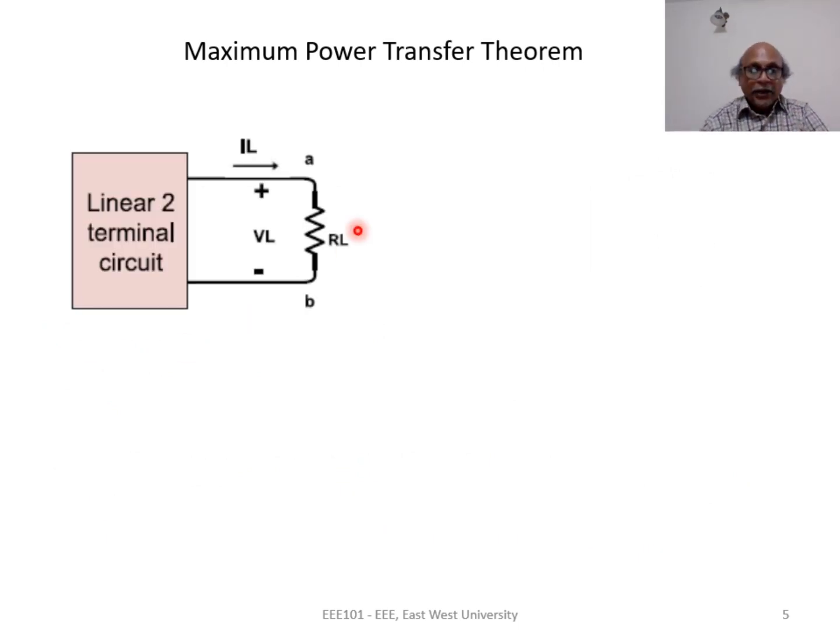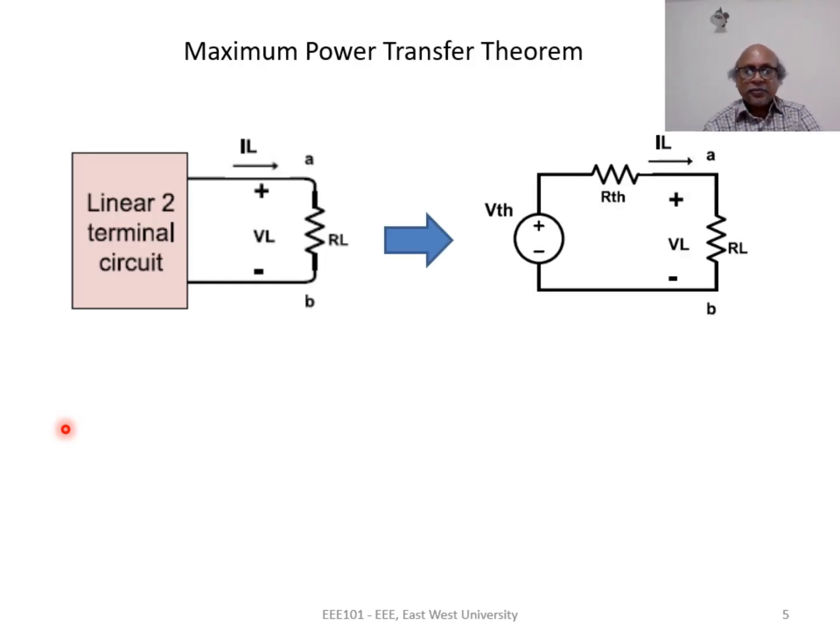We come back to our schematic diagram. We are transferring power to this load resistance RL from the linear two-terminal circuit. The linear two-terminal circuit can be replaced by its Thevenin's equivalent VTh in series with RTh. The load power is VL-IL. VL is the voltage across the load and IL is the current through the load.